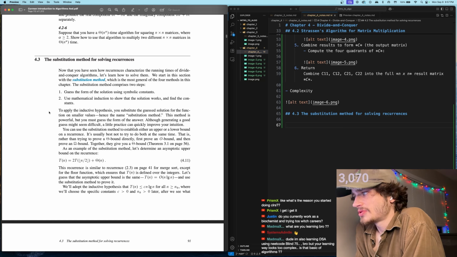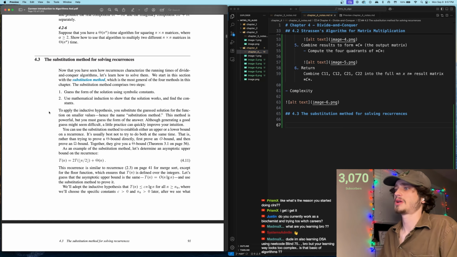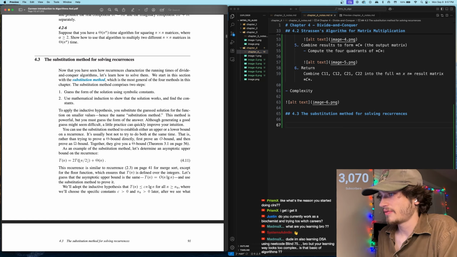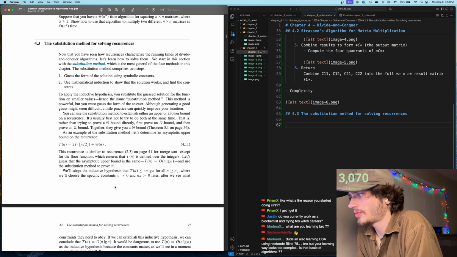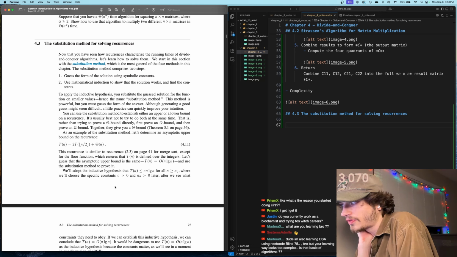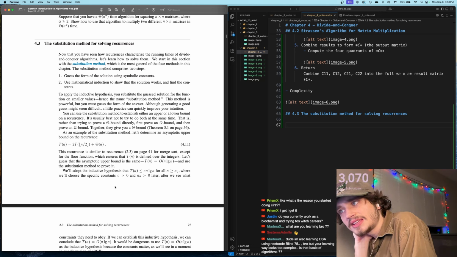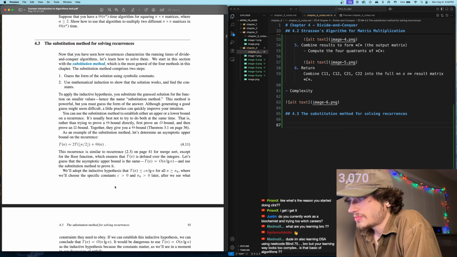As an example of the substitution method, let's determine an asymptotic upper bound on the recurrence T(n) = 2T(⌊n/2⌋) + Θ(n). This recurrence is similar to the recurrence 2.3 on page 41 for merge sort, except for the floor function, which ensures that T(n) is defined over the integers. Let's guess that the asymptotic upper bound is the same, T(n) = O(n log n), and use the substitution method to prove it.